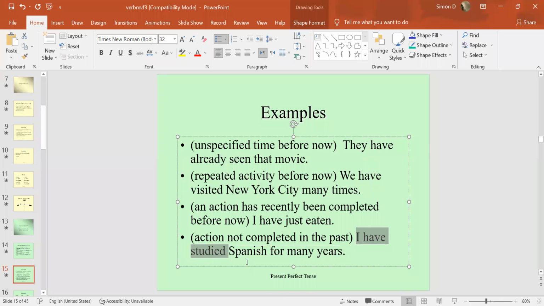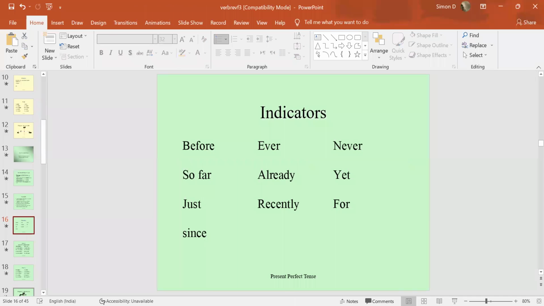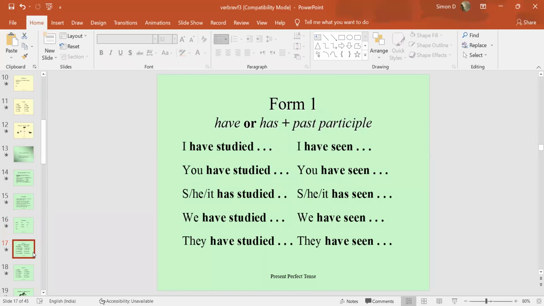Action not completed in the past. In all these situations you can use present perfect. These are the indicators for it: before, ever, never, so far, already, yet, just, and all these different situations can use indicators.